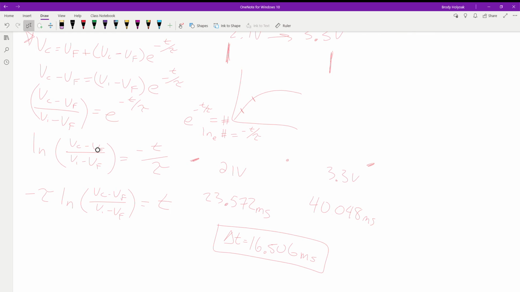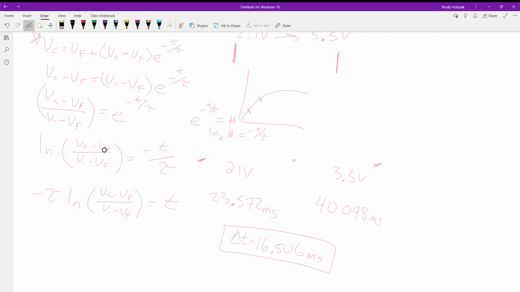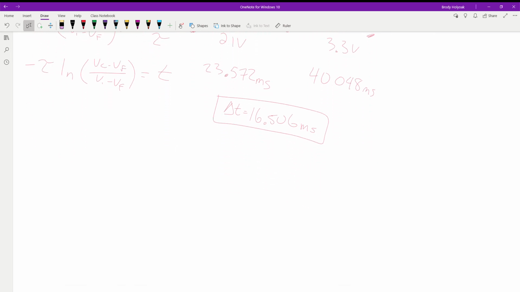Any questions? Okay. So as far as capacitors goes, that's the primary focus of what we're going to be talking about for this portion of the class for now.